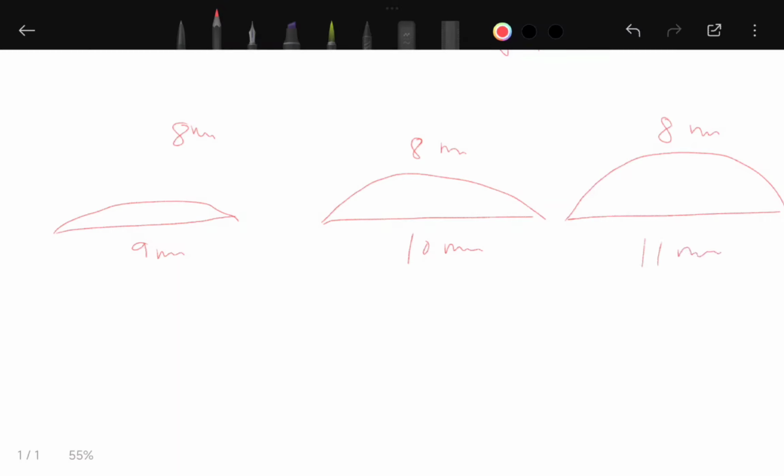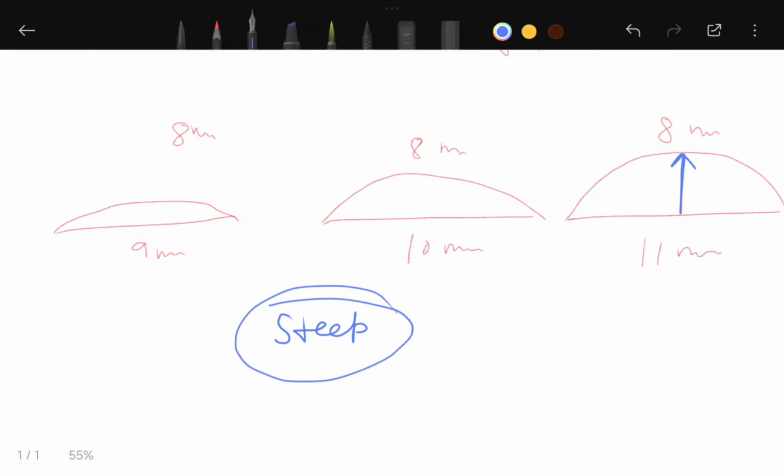So as you can see in the diagram, if you keep the base curve constant and increase the diameter, the sag will increase. If sag increases, your lens will become more steep. Here you can see the 9 mm diameter, but the base curve is the same, the lens is on the flatter side. As you increase the diameter, the lens is becoming more steep.